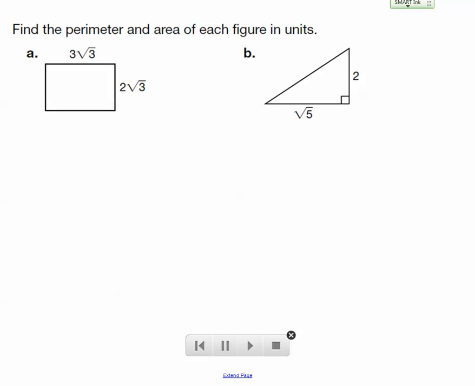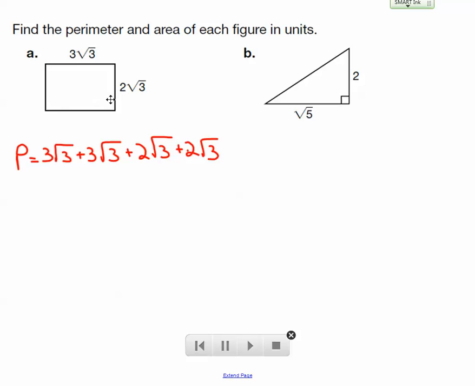So on these first two examples, we're being asked to find the perimeter and the area of the figures. Let's start off by doing perimeter of this rectangle here. We're given that the side lengths are 3 times the square root of 3 and 2 times the square root of 3. So to find the perimeter, I'll do 3 times the square root of 3 plus 3 times the square root of 3 plus 2 times the square root of 3 plus 2 times the square root of 3. So that's just the four sides.